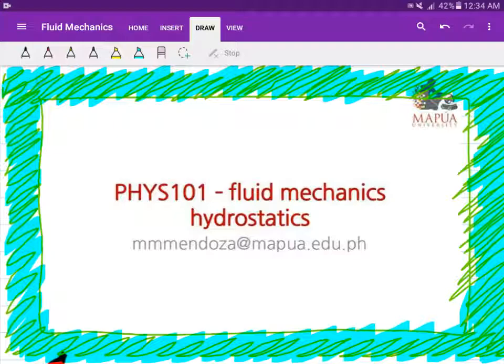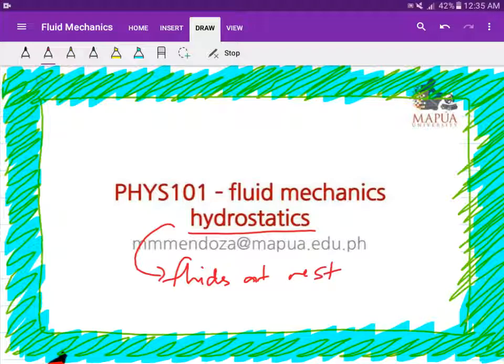So this lesson is on hydrostatics. We will first tackle hydrostatics, which means fluids at rest. And then after we have finally discussed hydrostatics, we will move on to hydrodynamics, which is fluids that are moving.